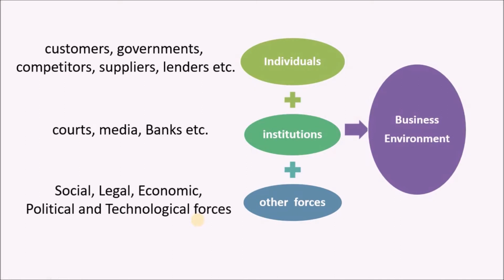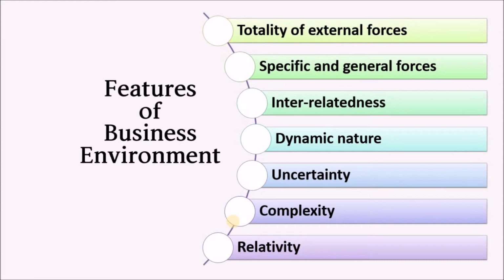And in order to remember these 5, there is one acronym called SLEPT, where S represents social, L represents legal, E economic, P political and T is technological. So these are the 5 forces which are beyond the control of business, but they have a great impact on the working of business. Now let us do the features of business environment.